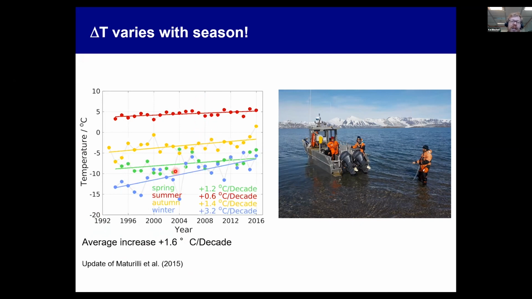What you can see here is that the increase in summer temperatures contributes to this overall increase only to a very minor extent, but it's mostly driven by the increase in winter temperatures. Here, look at this, plus 3 degrees Celsius per decade of temperature increase during the winter. And we will revisit this because this has quite some interesting implications for our research.